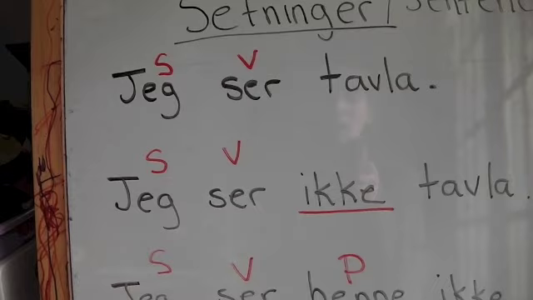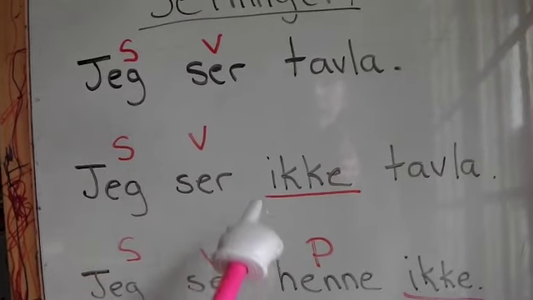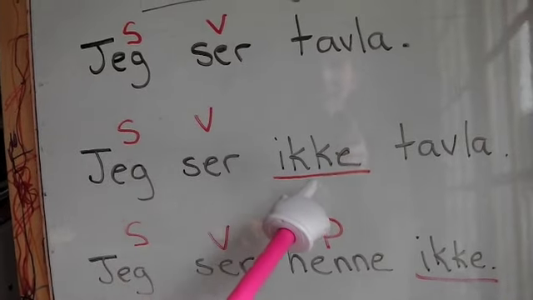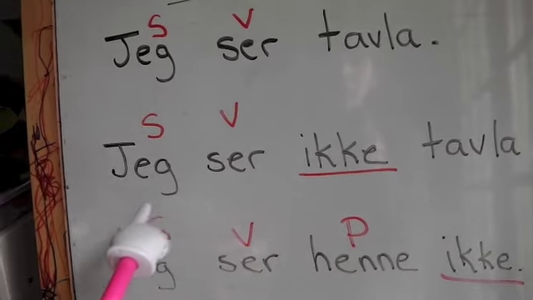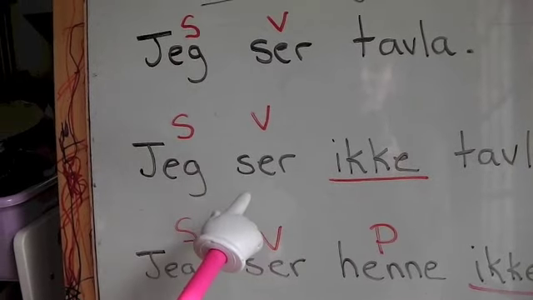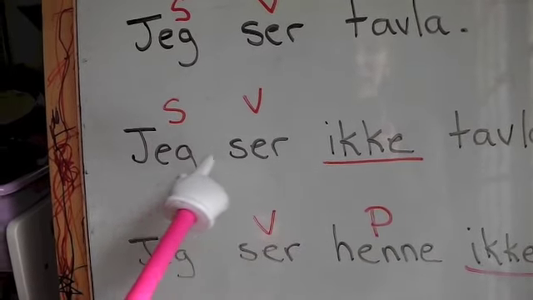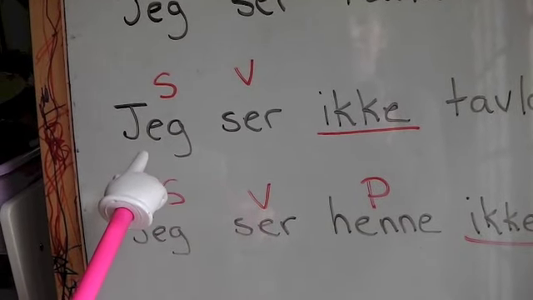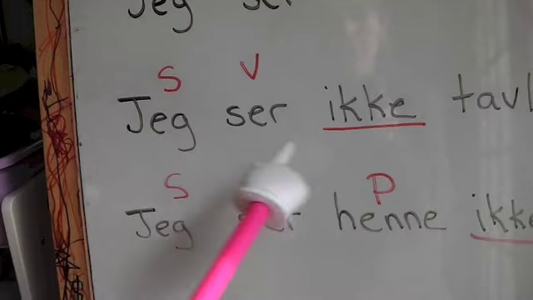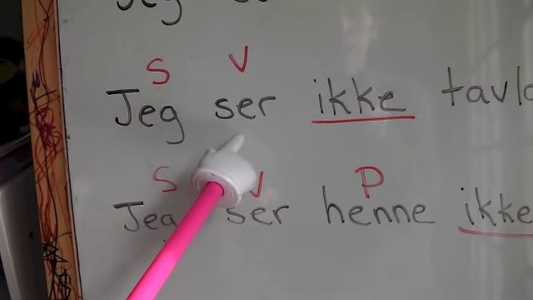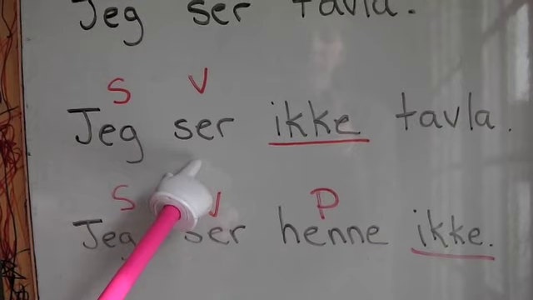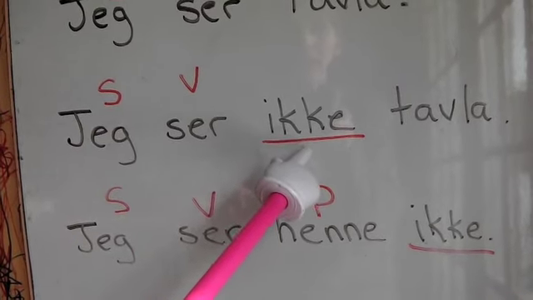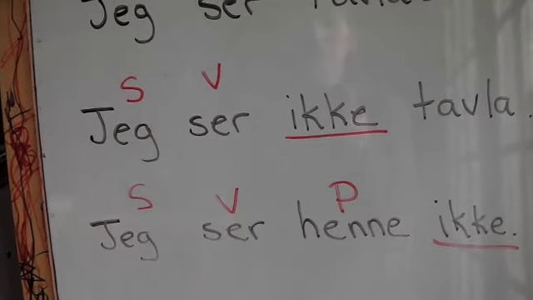But when we put in the word ikke, which means, if I translate this, jeg ser ikke tavla, it means I do not, or I see not the board, which wouldn't make sense in English, but basically, I don't see the board. So the ikke would come after the verb, as you can see here. That is the normal place of ikke, making it negative: I don't see the board.